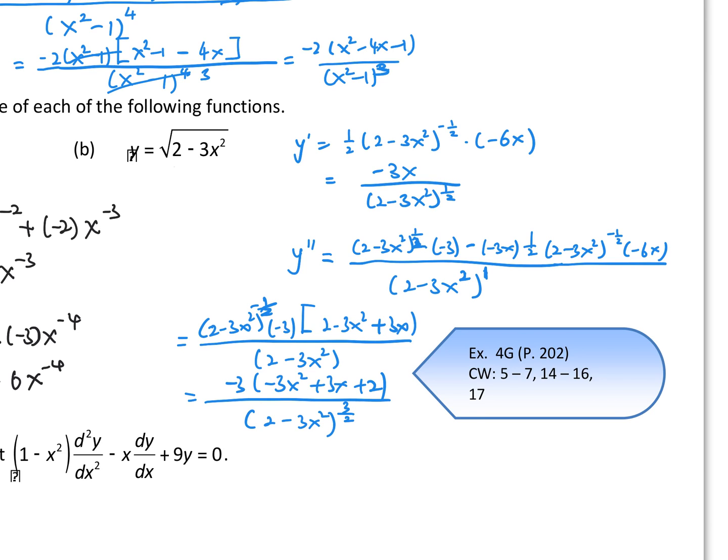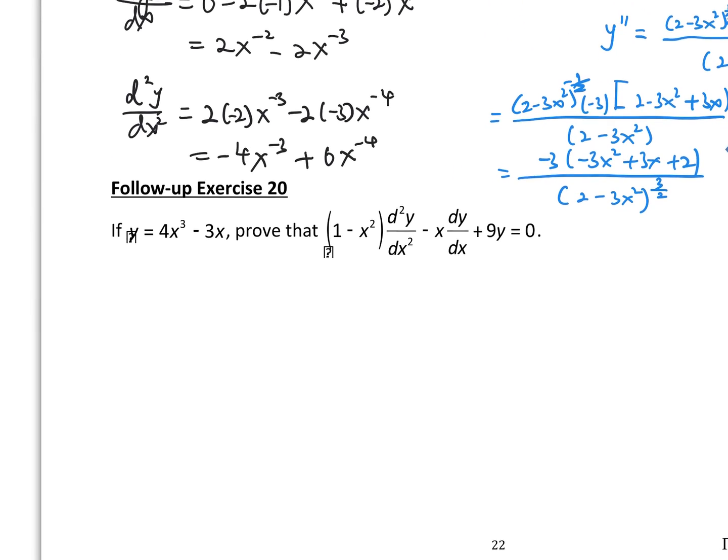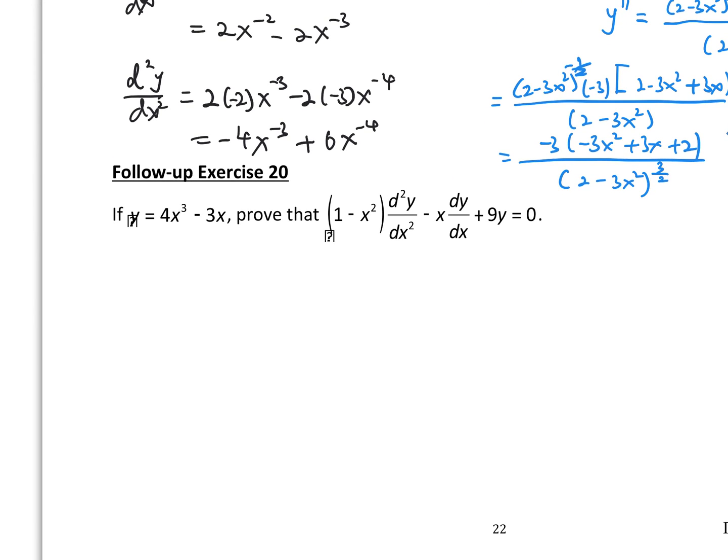Okay, the last example, I want to leave it for you to try. Given the function, prove that this part is equal to 0. Try to find the first derivative and the second derivative of the function and substitute them to see that it is equal to 0, because to prove it, you must find that the expression is equal to 0. Okay, check it.